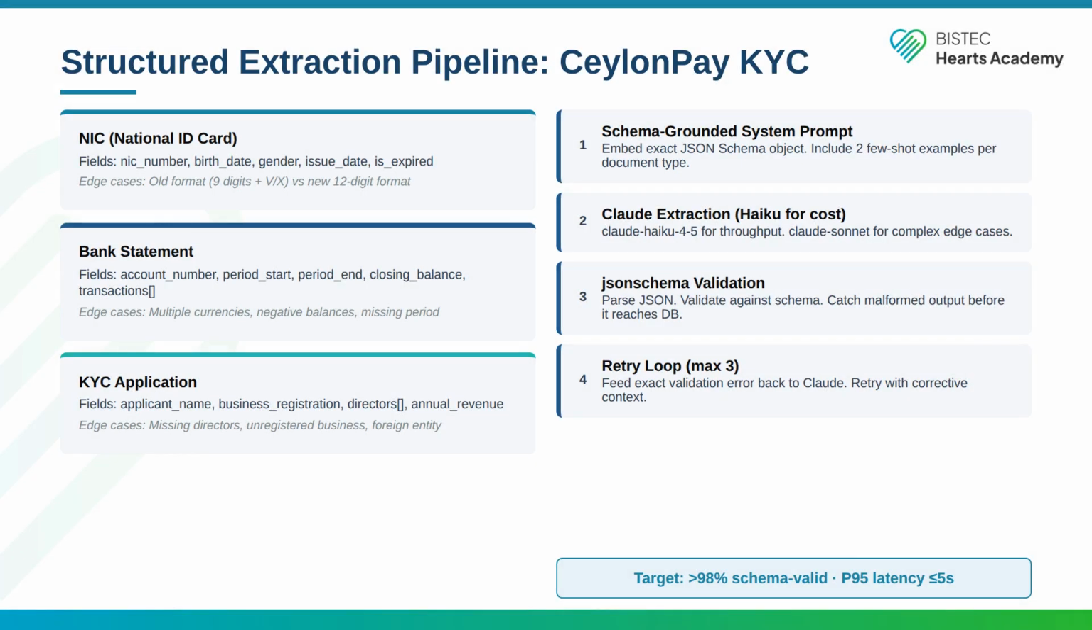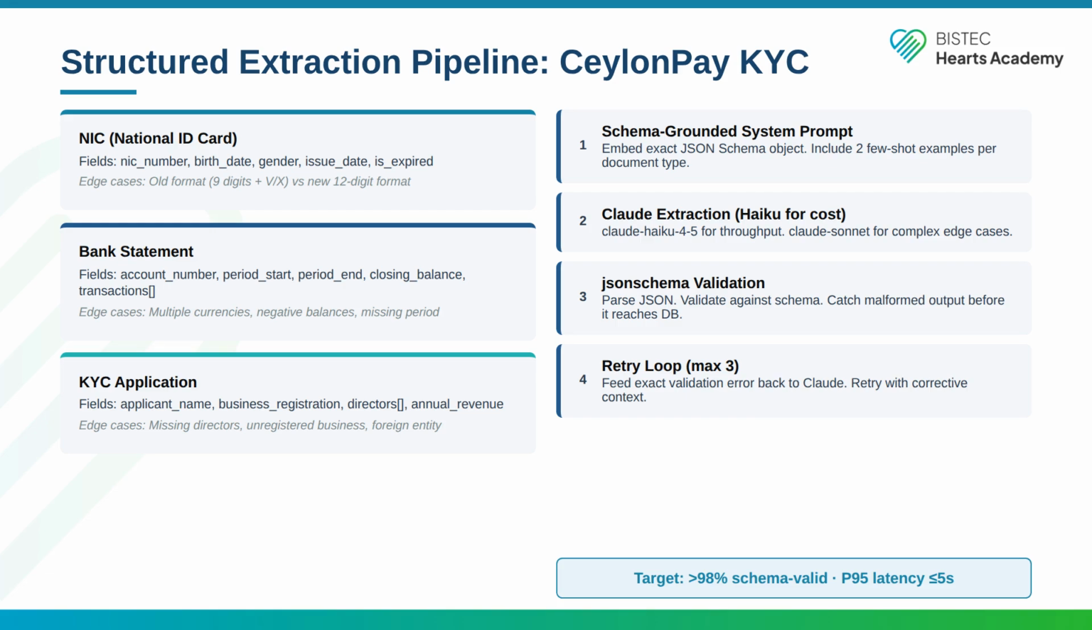The structured extraction pipeline handles 3 document types that SalonPay processes for customer onboarding and compliance: Sri Lankan national ID cards, bank statements, and KYC application forms. For NIC extraction, the required fields are NIC number, birth date, gender, issue date, and is expired. The critical edge case is the NIC format difference.